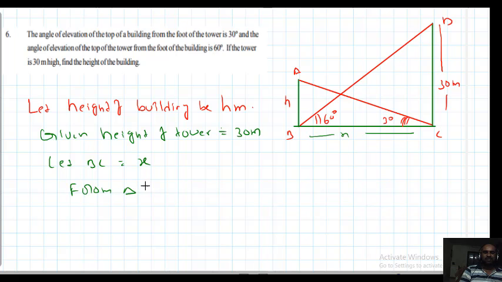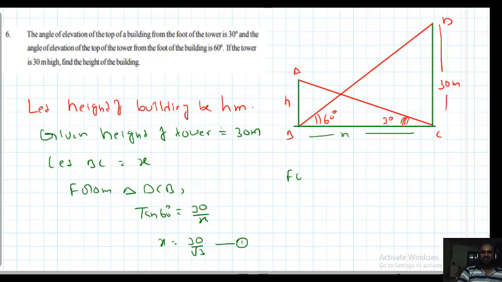From triangle DCB, tan 60 equals 30 by x, or x equals 30 by root 3. Later I will simplify, leave it.